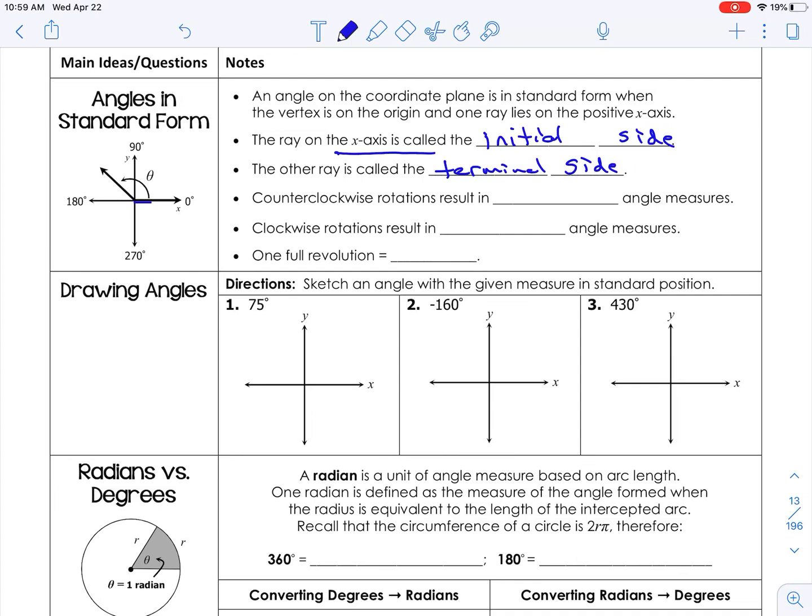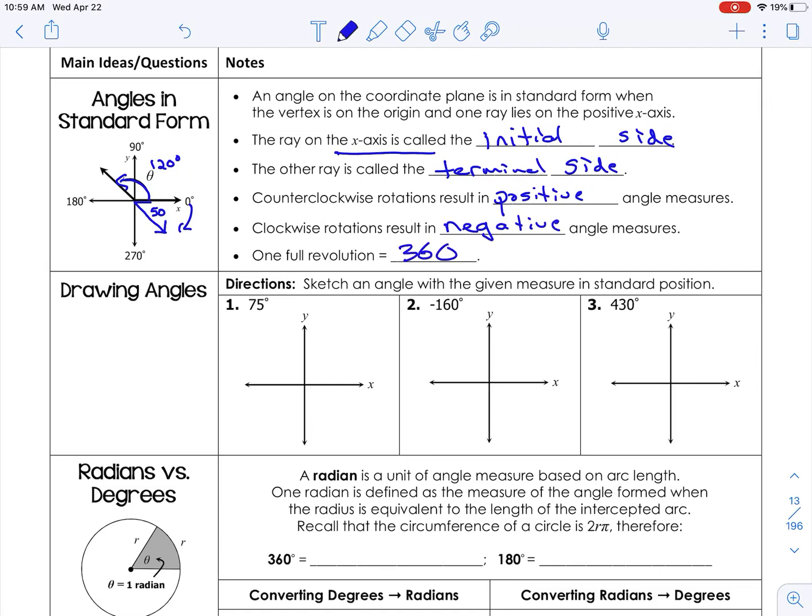Counterclockwise rotations result in a positive angle measure. See how this is counterclockwise? So this would be like positive 120 degrees. If the angle was like this, and that was the terminal side, that's like negative 50 because I'm going in a clockwise direction. One full revolution is 360 degrees.